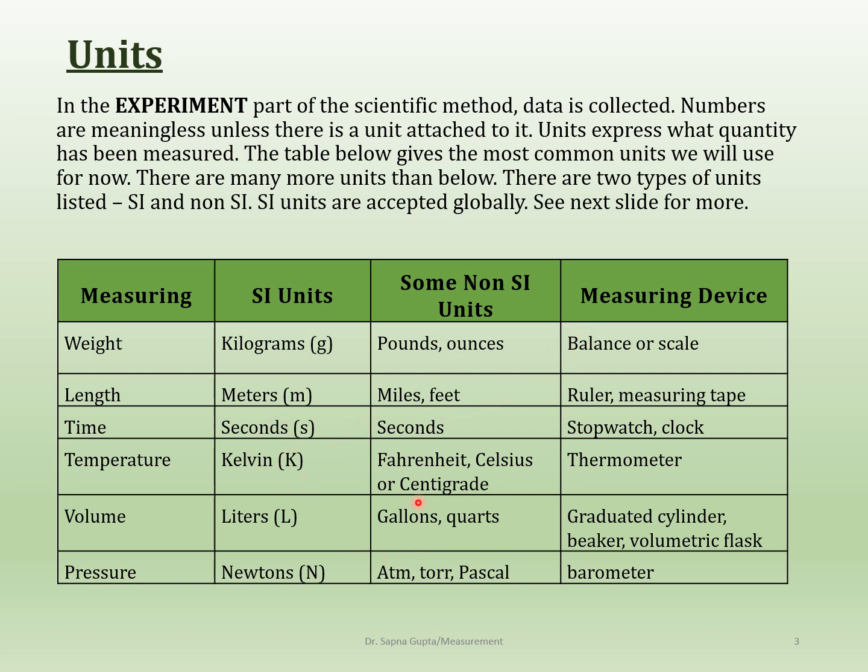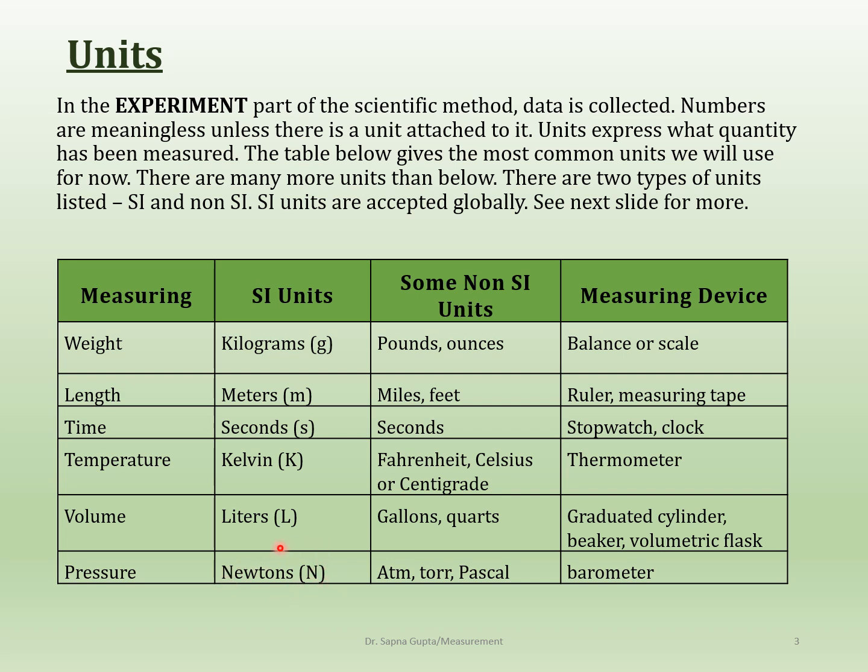For temperature, we think that centigrade or Celsius is actually standard. It is not. Kelvin is the standard unit for temperature, and Fahrenheit and Celsius or centigrade, you can use either one of those. Those are considered to be the non-SI units. For volume, liters is the SI unit. Gallons, quarts, pints, and all of the other stuff, like liquid ounces, are going to be the non-SI units.